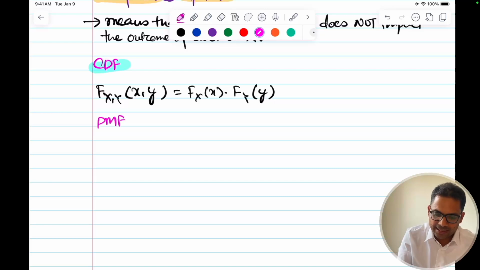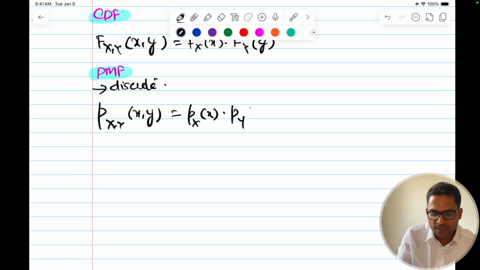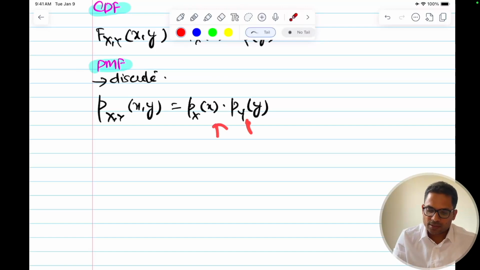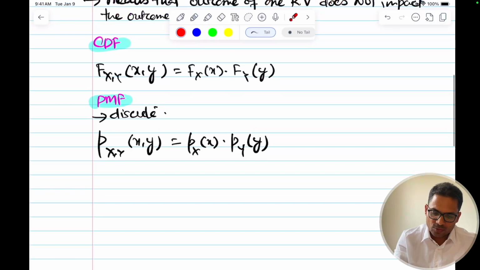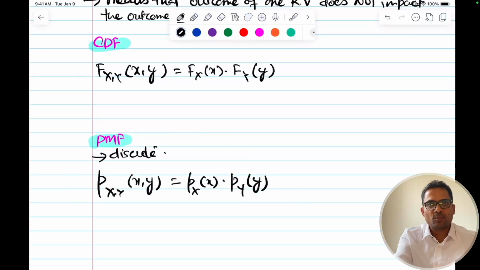Now next, the PMF, the discrete case. These are simple formulas, you will know this. So this will be the probability of X comma Y given XY is equal to the probability of X into the probability of Y. This is at that particular point. If that is the product, then these two variables X and Y are independent. Let me write one more generic form of this also. It can be more than two random variables.